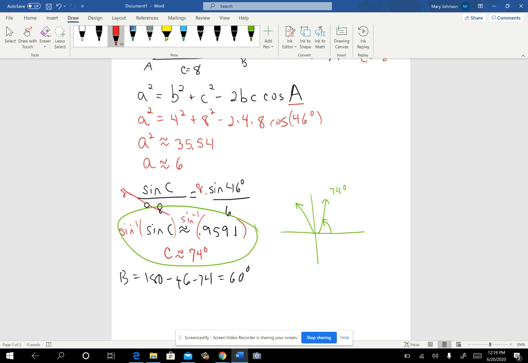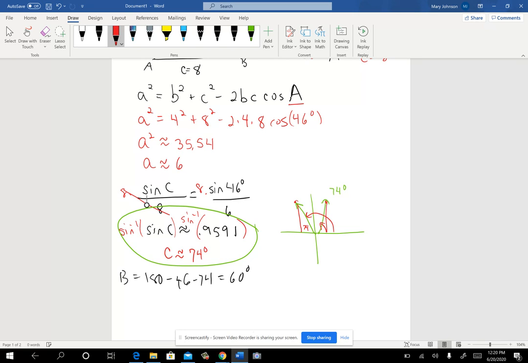Remember how the sine is associated with the y coordinate? That's how I always remember it. The y coordinate of those points would be the same. So the angle in the first quadrant at 74 degrees, and the angle in the second quadrant over here, have the same sine, and it could potentially be the measure of the angle in this triangle. And so to find that, I know this would be 74 right here.